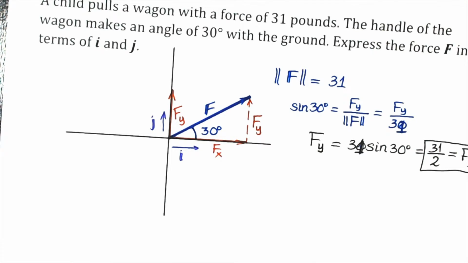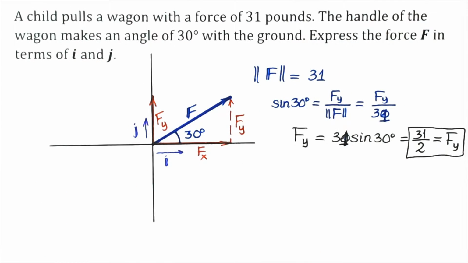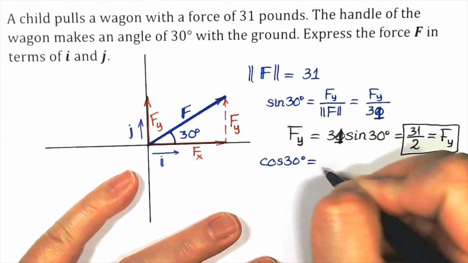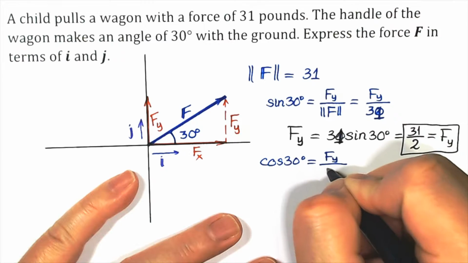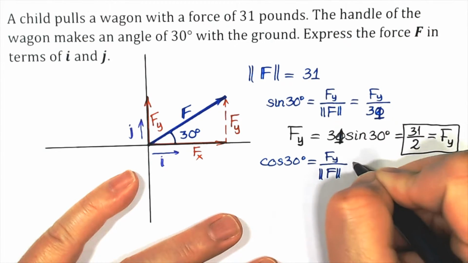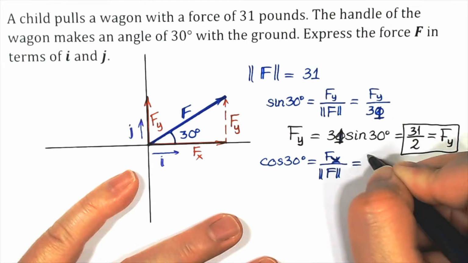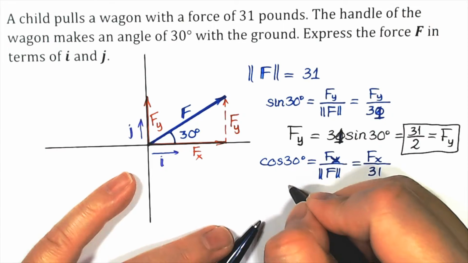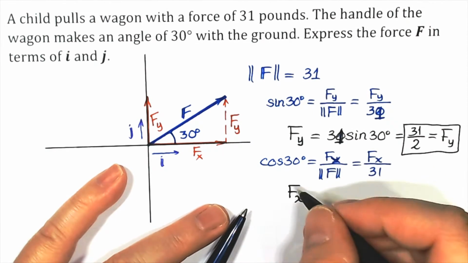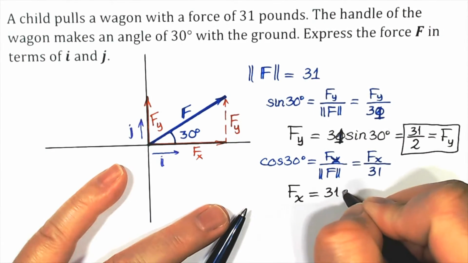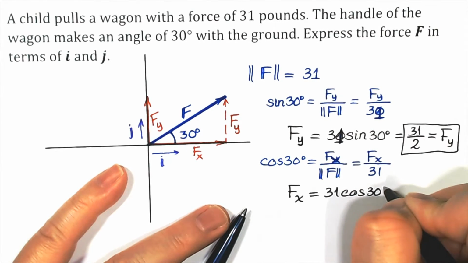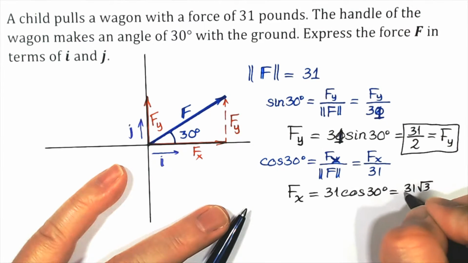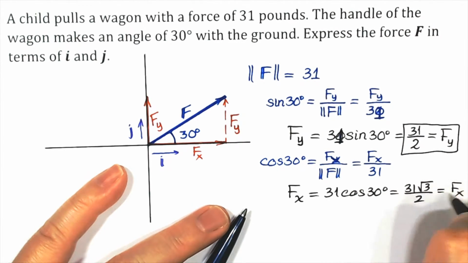Now in the x component, it's going to be adjacent to the 30 degrees. So it will be cosine of 30 is f of x over the magnitude of f. Sorry, this is going to be x now. And multiply, we have f of x equal to 31 cosine of 30 degrees. Cosine of 30 degrees is square root of 3 over 2, and that is f of x.